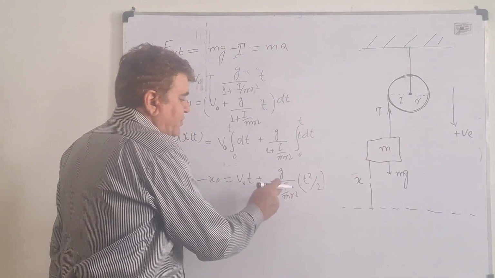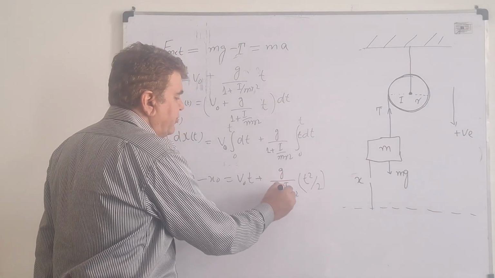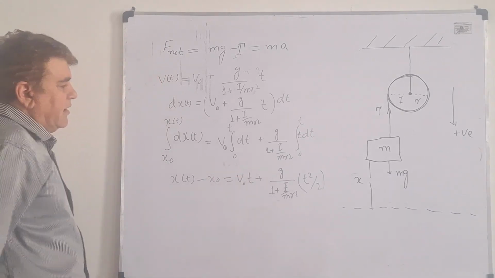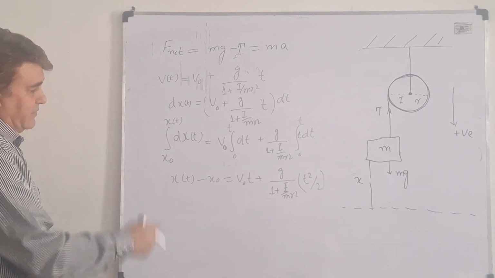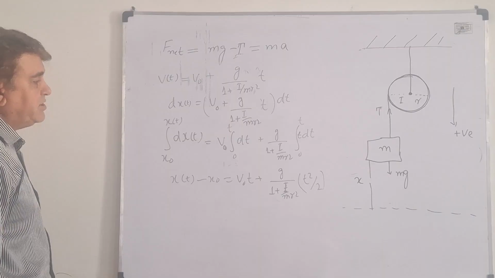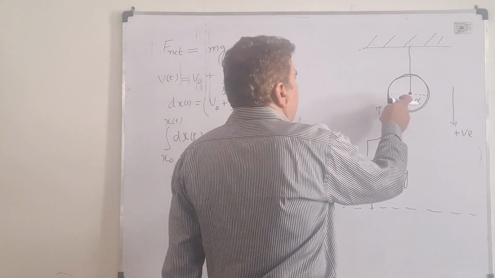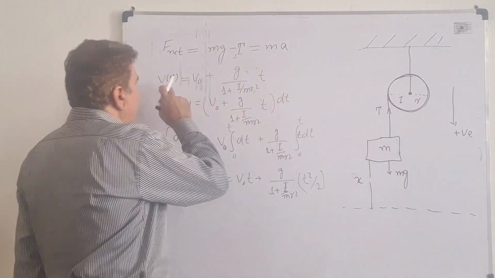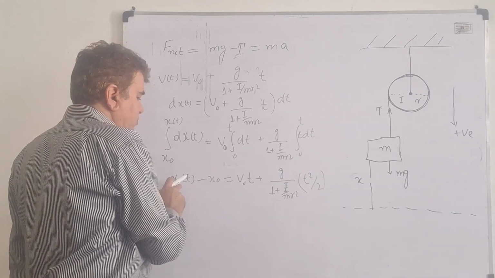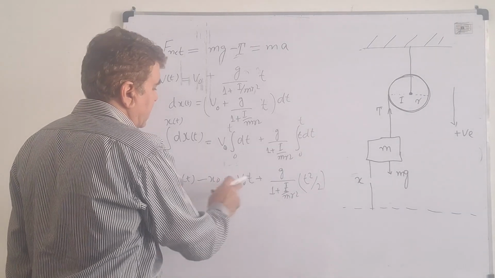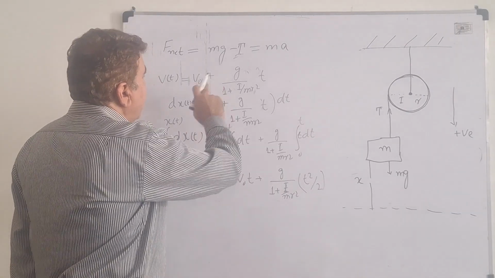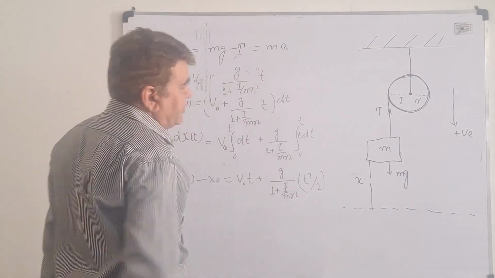Again, you see, if the moment of inertia is 0, this is straight away the free fall equation for position of the particle. So it is the moment of inertia of the pulley through which we can control the velocity, the change in position, and the acceleration.